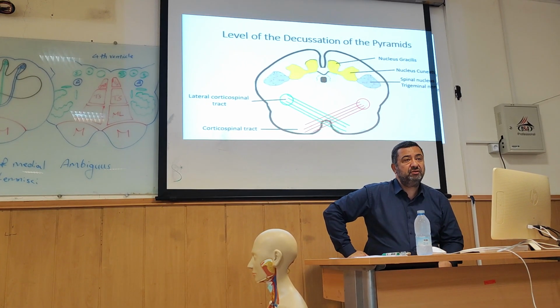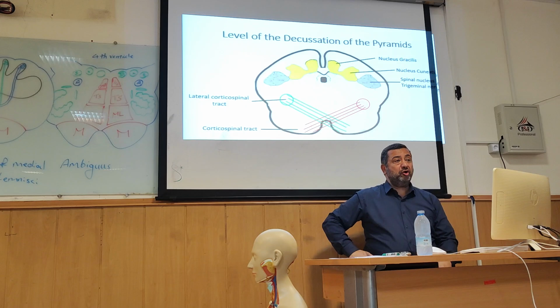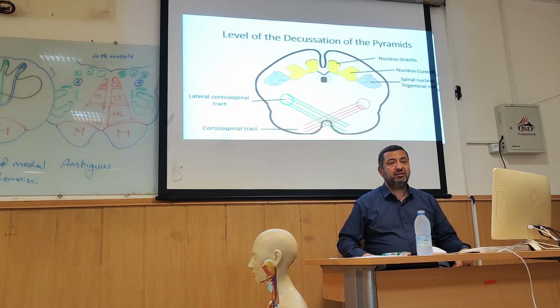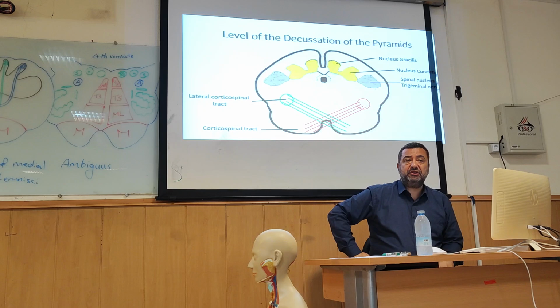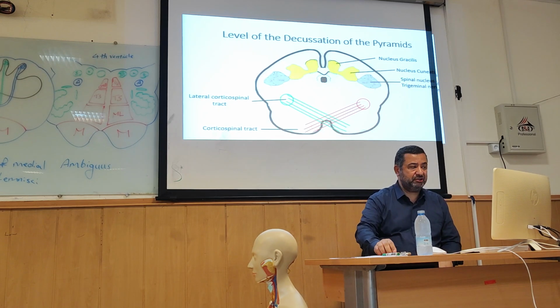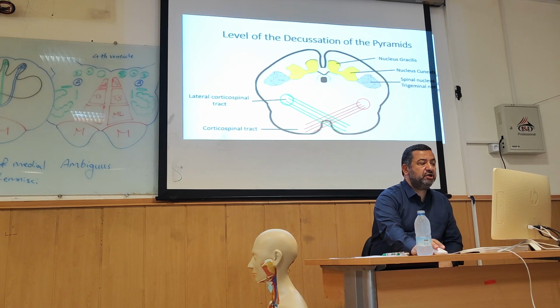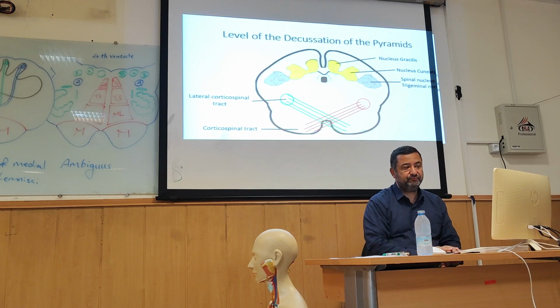Which part? The first part. Inferior part of the closed region of the medulla oblongata. You see here pyramidal decussation. And you see nucleus gracilis, nucleus cuneatus, and spinal nucleus of the trigeminal nerve. All of them are small.